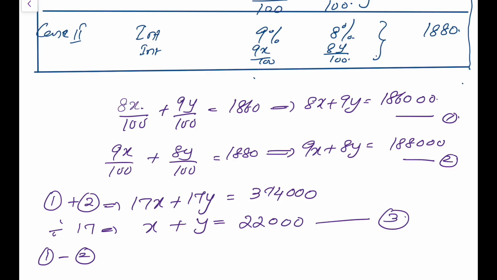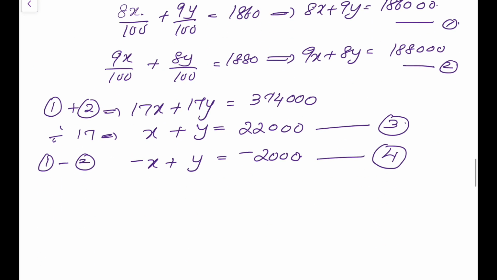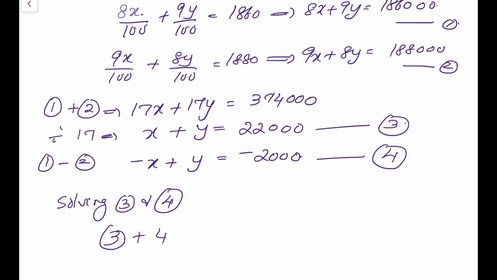Now equation 1 minus equation 2. So 8x minus 9x is minus x, plus 9y minus 8y is y, equal to, if you subtract, you will get minus 2000. Here you don't have to divide, x and y are already in the lowest terms. So this is equation 4. Now you will solve 3 and 4. So x and minus x, you will add. So add 3 plus 4. You will get 2y equal to 20,000.